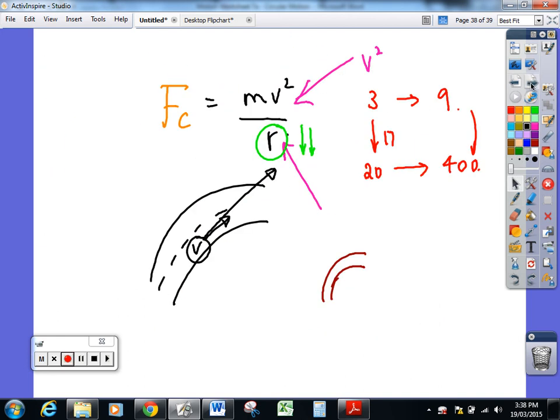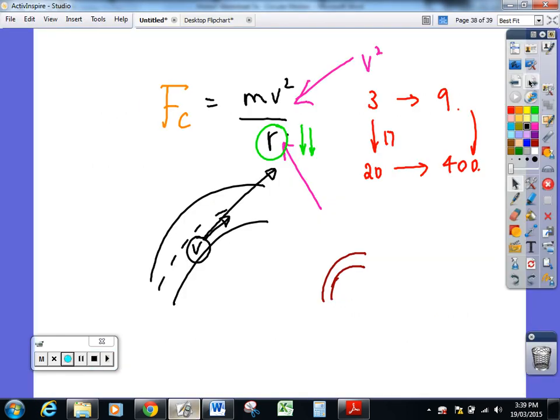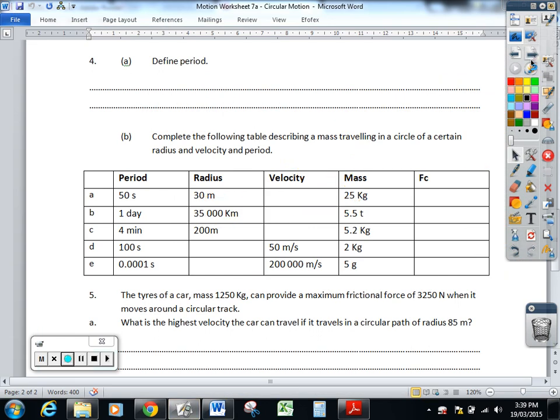So a period is defined as the time taken for a motion in a circle to complete one full revolution. Okay, so it's a time. So please realise that it's not anything to do with length. It's the time taken for one revolution. And if it's a planet, it's a year. Okay.